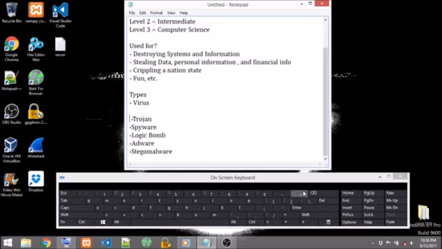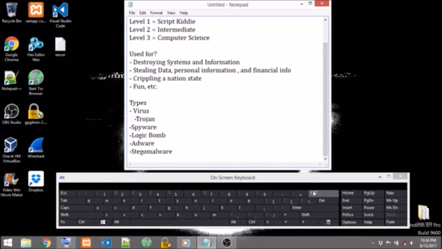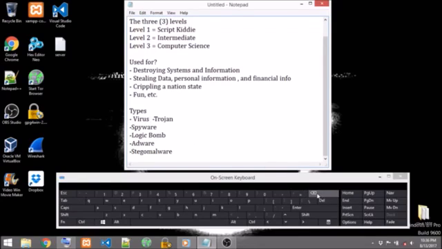Usually, a Trojan can be used as a delivery system, which means that this virus itself contains another virus or worm or spyware or adware, and that is how it is released into the system. But usually a Trojan just hides in the system, and it can have multiple different functions.